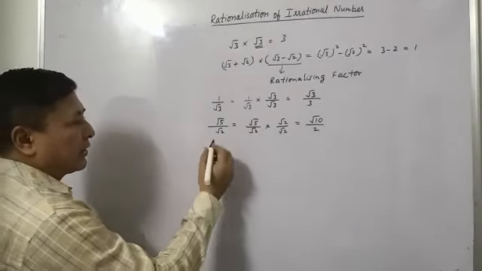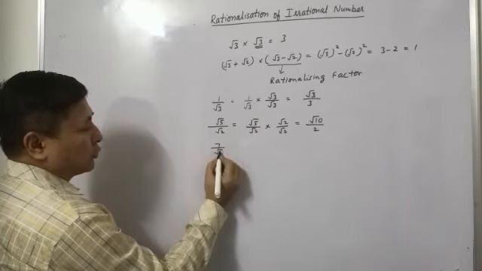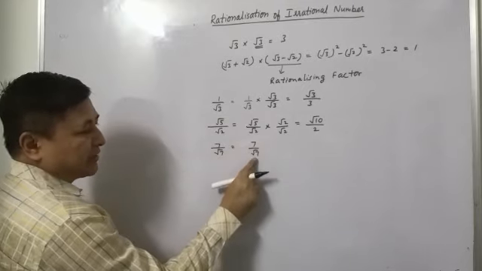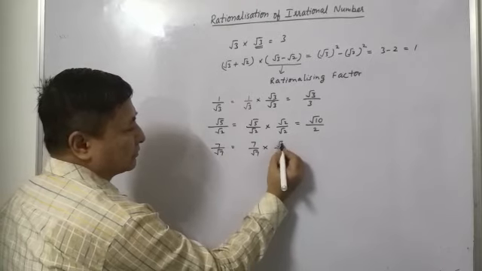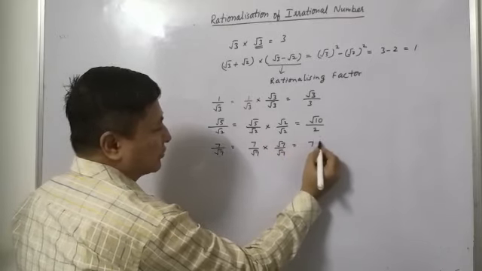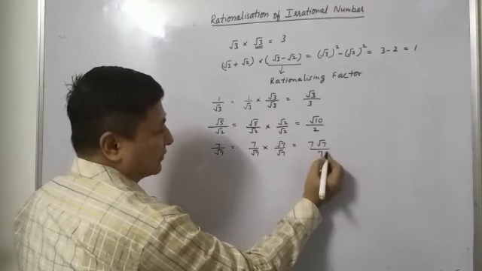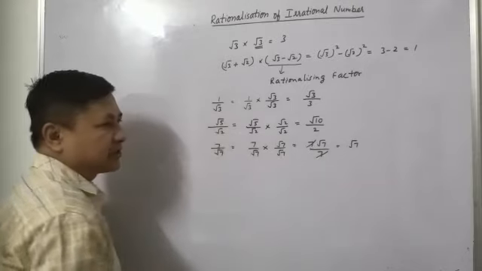Now let us take another example, 7 upon root 7. This has an irrational denominator, so we will multiply by root 7, which makes it 7 root 7 in the numerator, and root 7 into root 7 in the denominator becomes 7. The 7s cancel and we get root 7. So now we have rationalized the denominator.